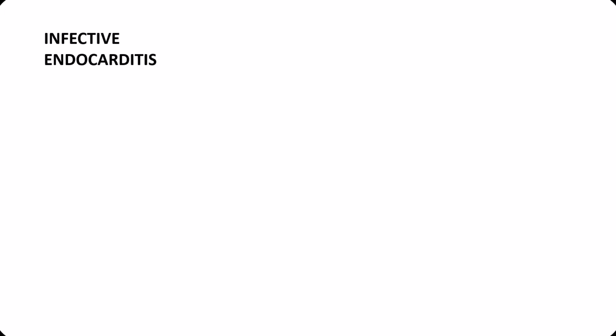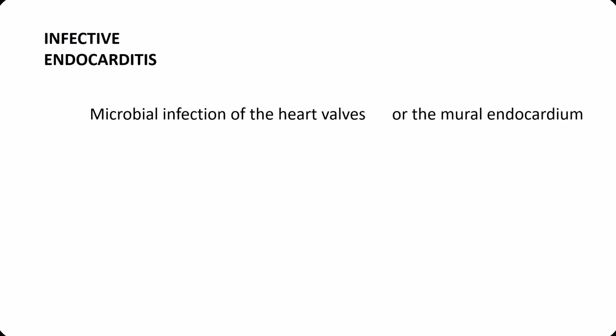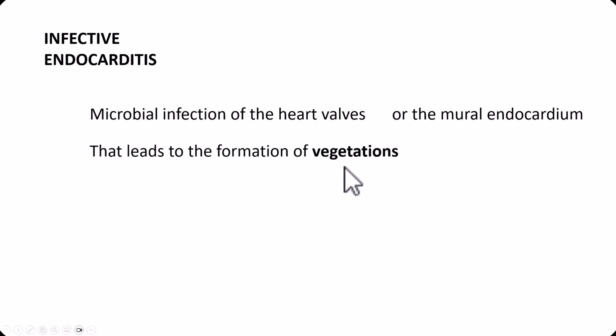infective endocarditis. So by definition, infective endocarditis is microbial infection of the valves of the heart, right? So microbial infection of the heart valves or the mural endocardium, which leads to the formation of vegetations. Though we say mural endocardium, it is most commonly the heart valves which are affected. And that leads to the formation of vegetations.